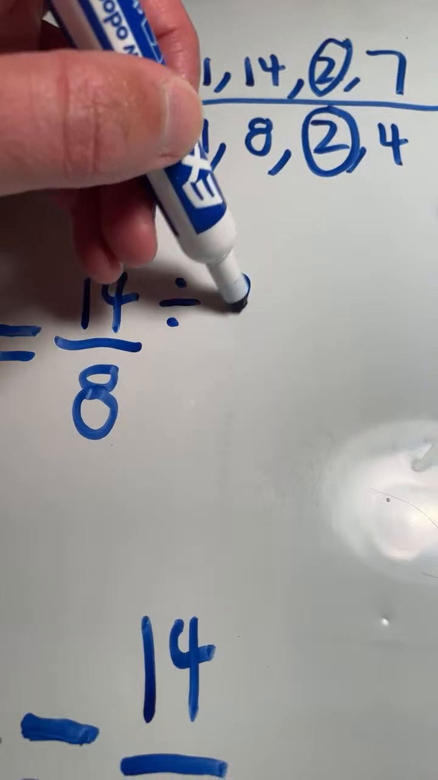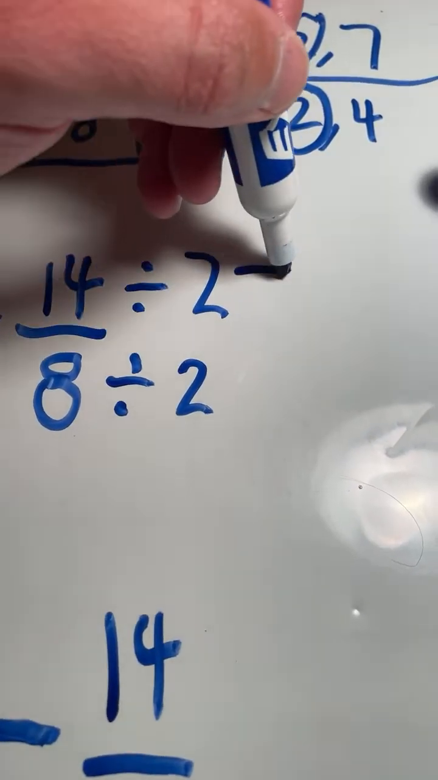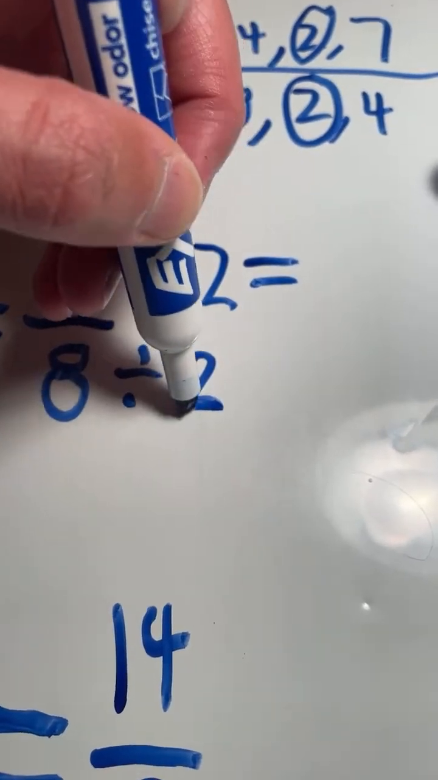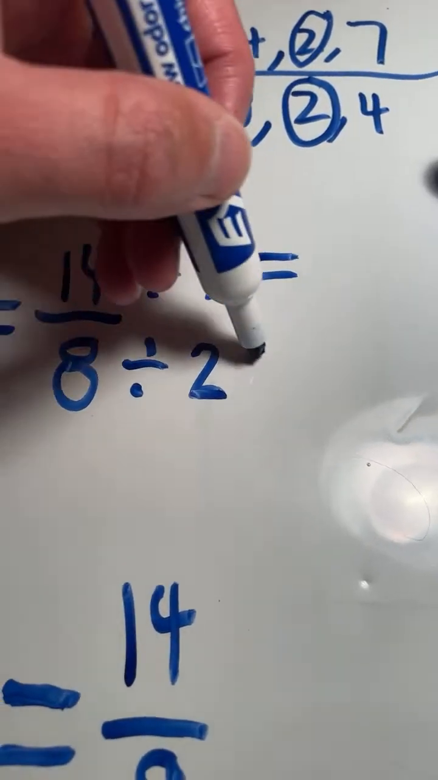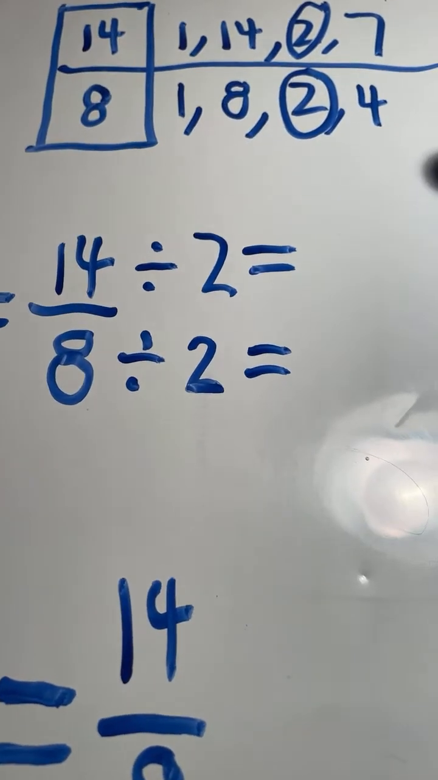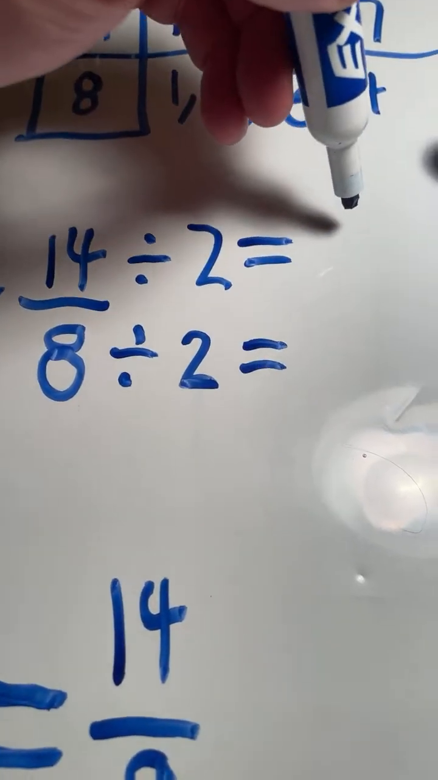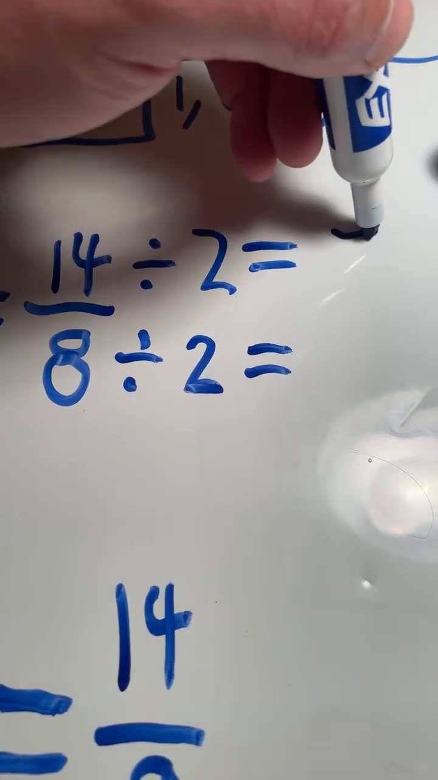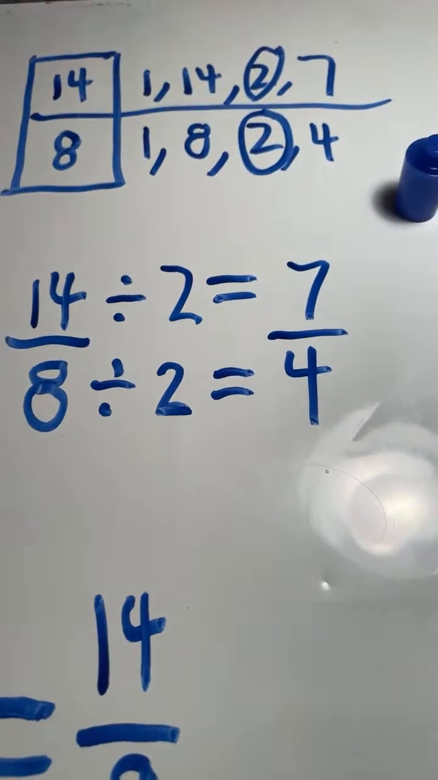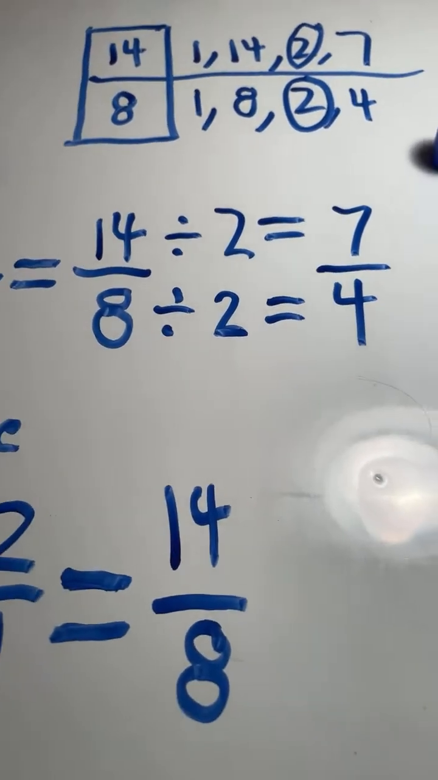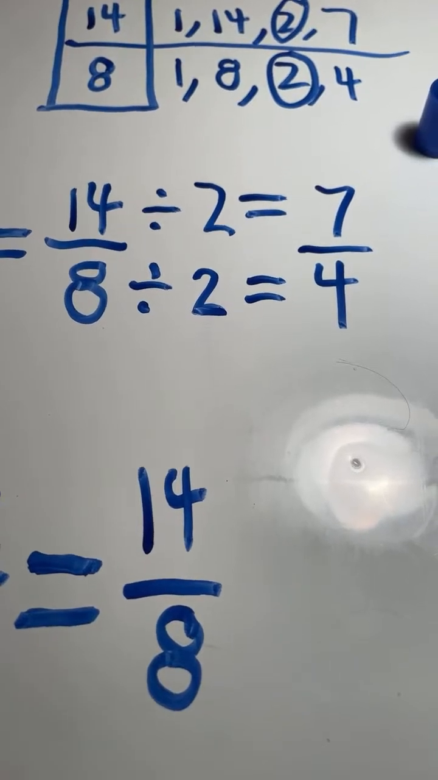So 14 divided by 2 and 8 divided by 2. So 14 divided by 2 equals 7, and 8 divided by 2 equals 4. So 14/8 reduced to lowest terms equals 7/4.